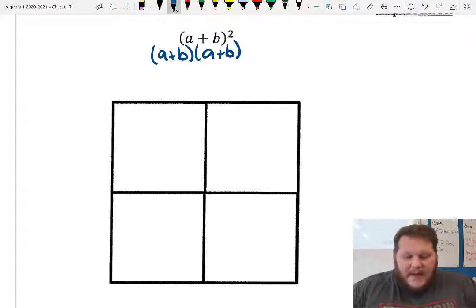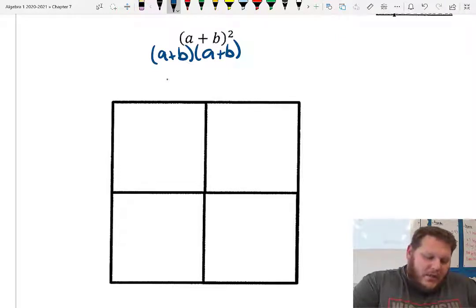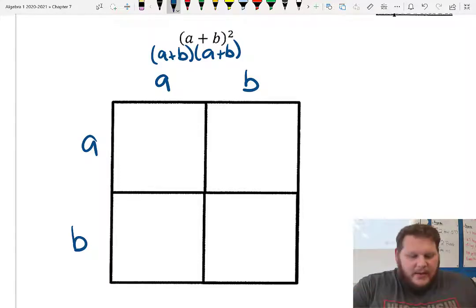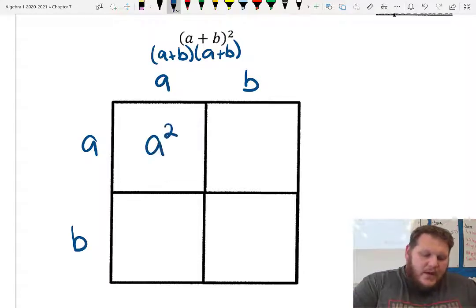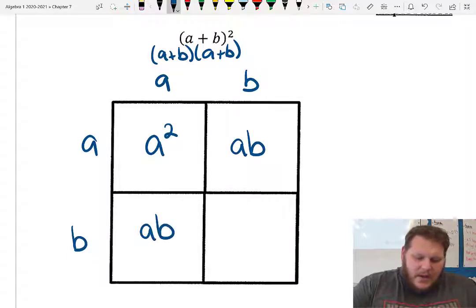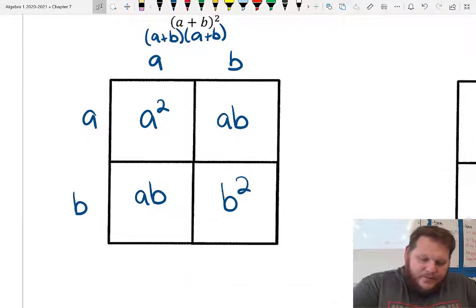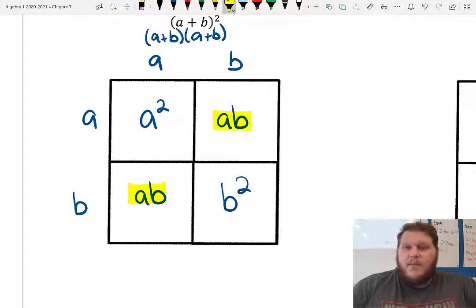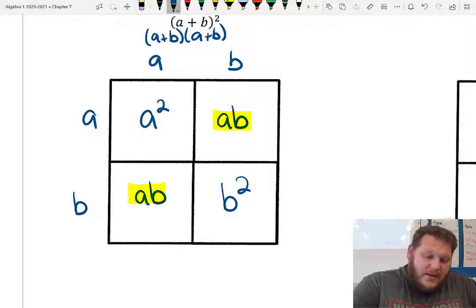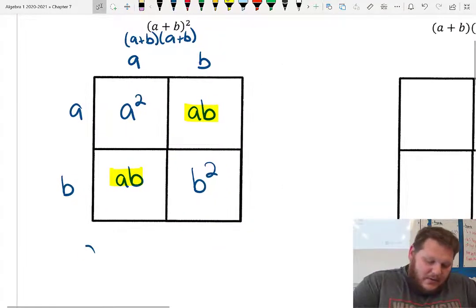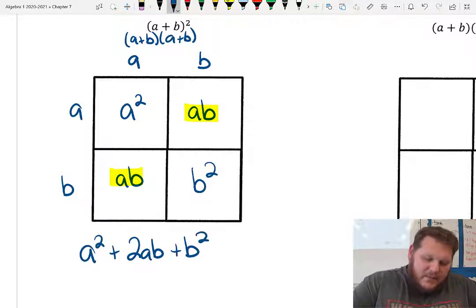So if we were going to go ahead and multiply that using our box multiplication like I have set up here, we would have a plus b times a plus b. And as we go through and multiply, a times a is a squared, a times b is ab, a times b is ab, and then b times b is b squared. So if we collected up my like terms, we see here ab and ab have the same variable with the same exponent on each of them. So I can collect those together, and we should end up with a squared plus 2ab plus b squared.